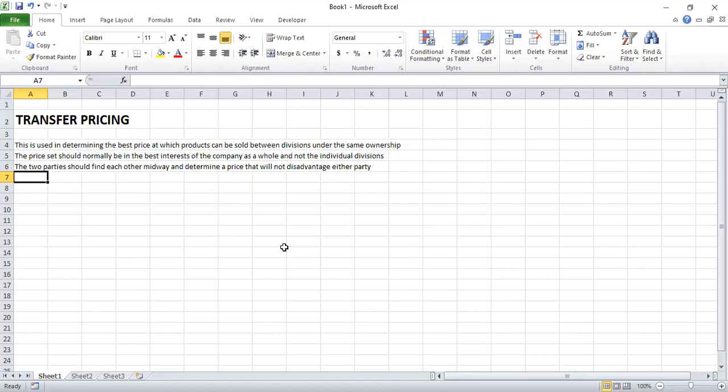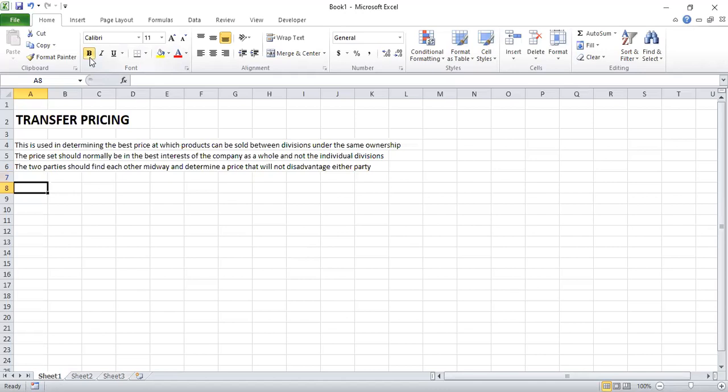So at the end of the day, we should also take into account the effects upon the parties in the group. But at the same time, we should always remember that the profits of the company as a whole are more important than the profits of the separate divisions.